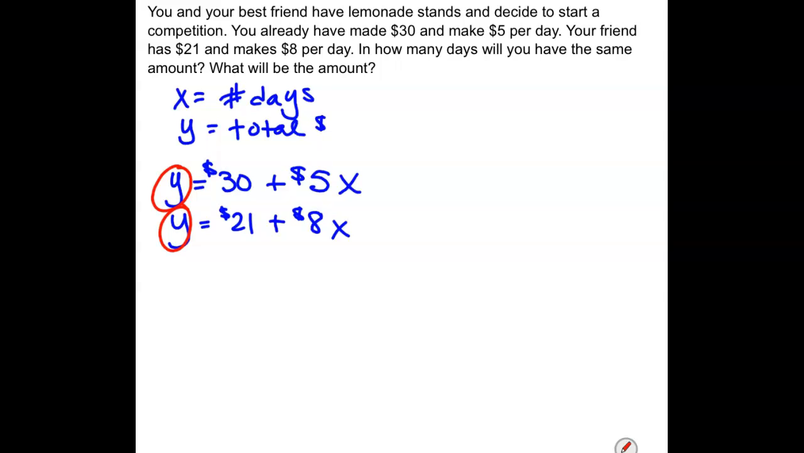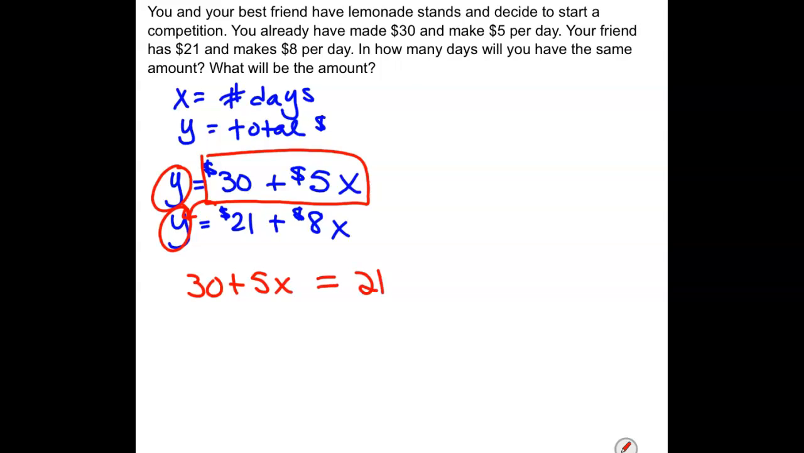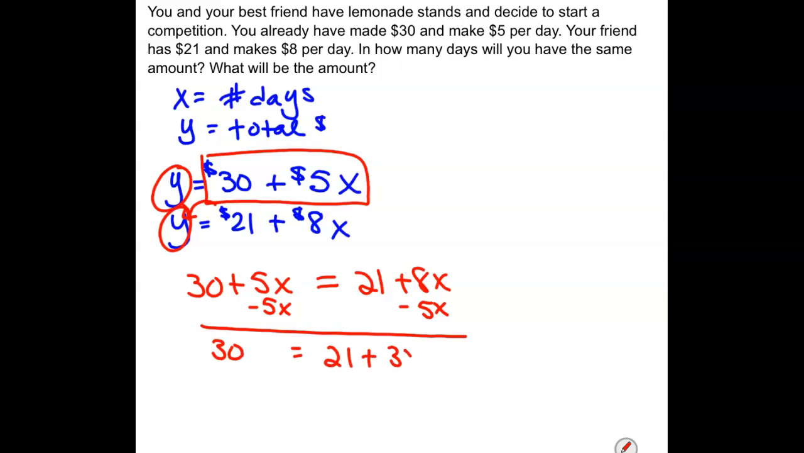So this really is a substitution. We can substitute this in for that y. So my amount, 30 plus 5x, has to be equivalent to my friend's amount, 21 plus 8x. And now it's just a basic linear equation to solve. Let's subtract 5x to the other side. So 30 equals 21 plus 3x. We can subtract 21. 30 minus 21 would be 9. 9 equals 3x. When we divide, we have x being 3.